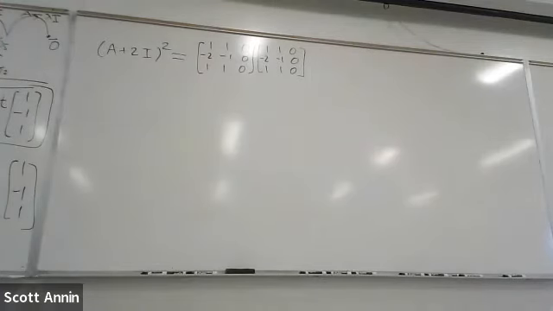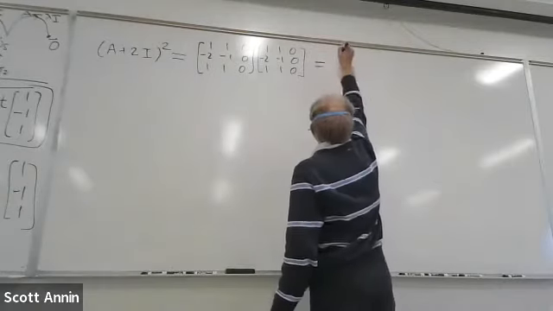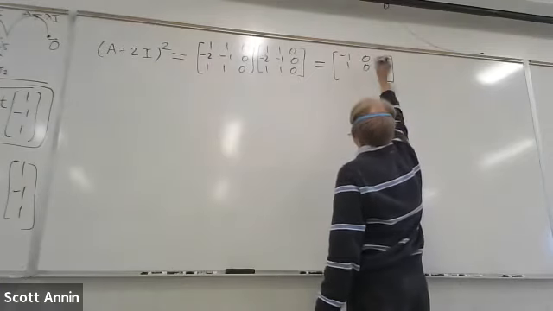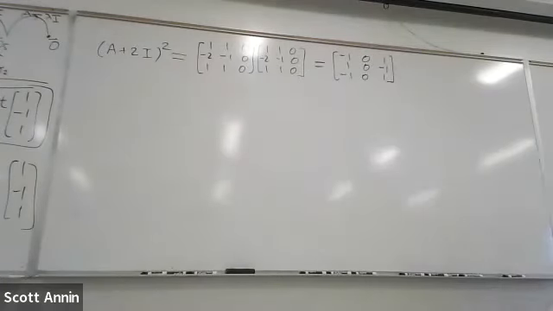I think I'm just going to save the aggravation of working it all out this time. I'm just going to tell you what it comes out to be. But of course, you want to make sure you know how to do this. This is just matrix multiplication. I get the matrix -1, 0, 1, 1, 0, -1, -1, 0, 1.